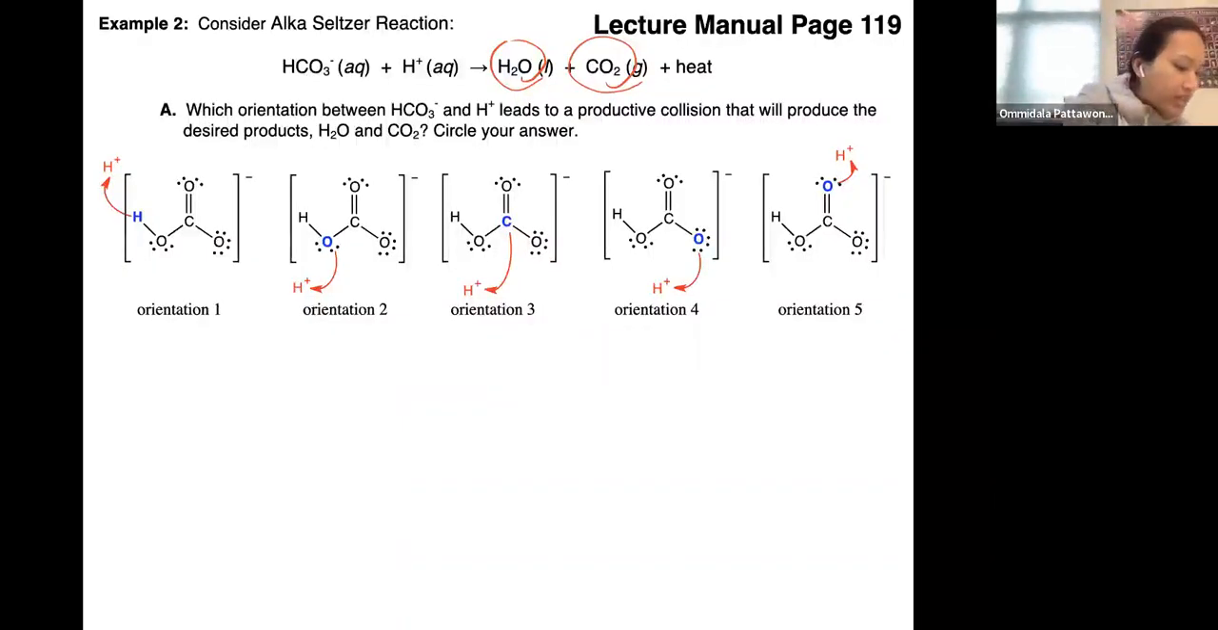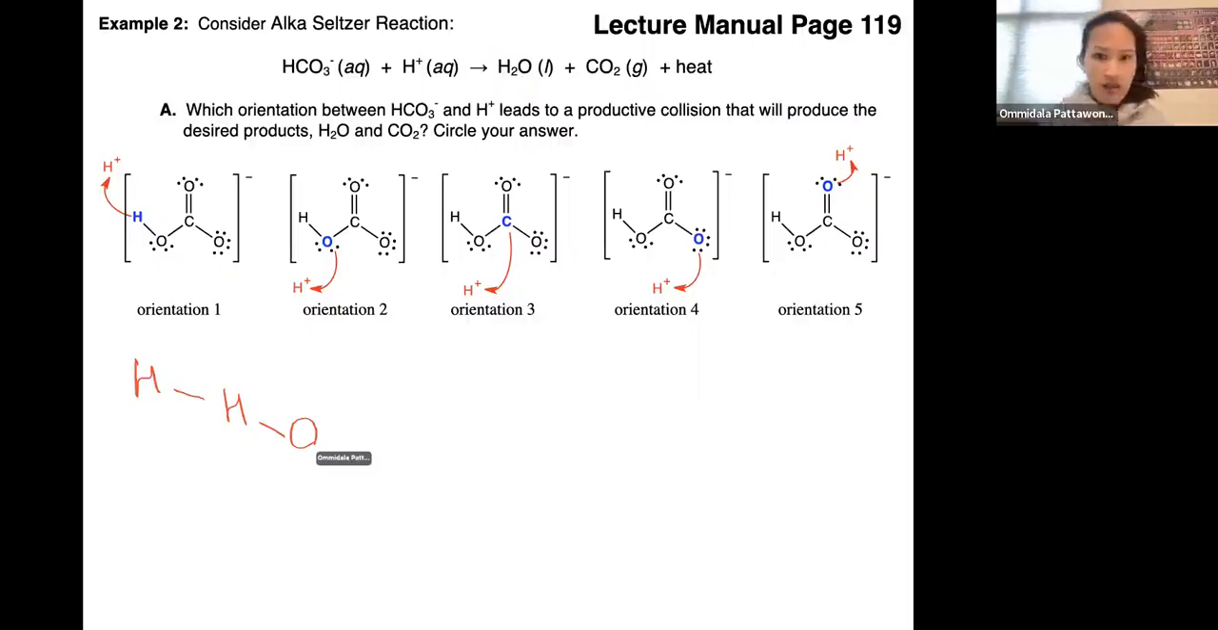In this case, if you collide these two, it's not going to make water, because water is H2O, right? So the two hydrogens need to connect with the oxygen. If you collide these two, it's going to form a bond between hydrogen and hydrogen, so that's not going to be our water. That means orientation one is not going to be a productive pathway.